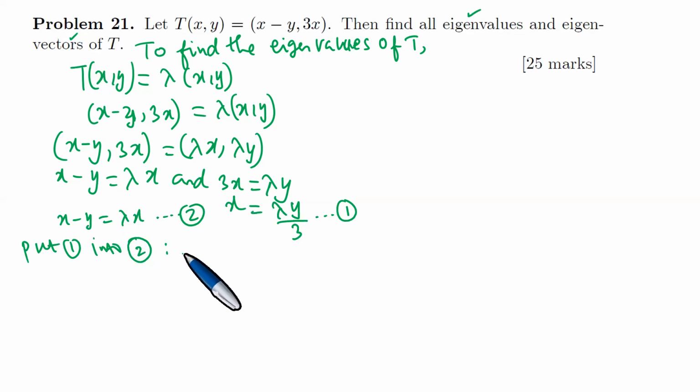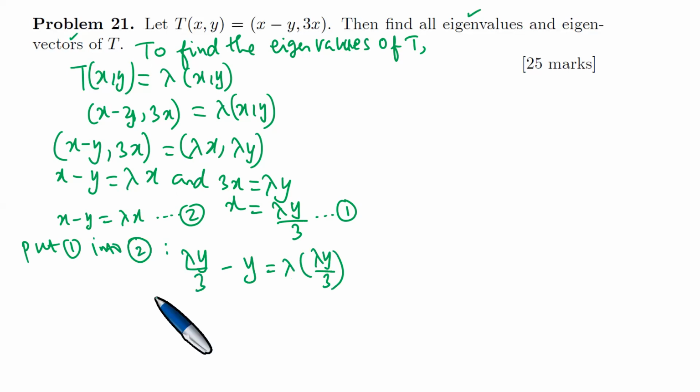So it is lambda y over 3 minus y. X is lambda y out of 3, which is lambda y. So this is actually lambda y out of 3 minus y is equal to lambda squared y out of 3. Right, so we achieve exactly this.